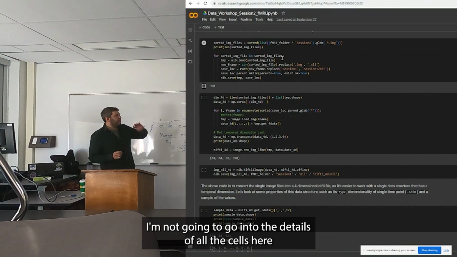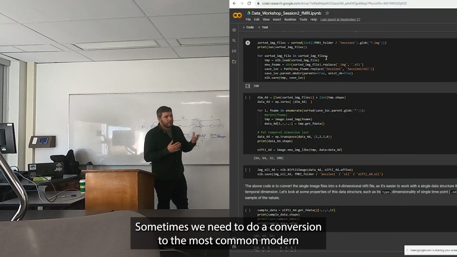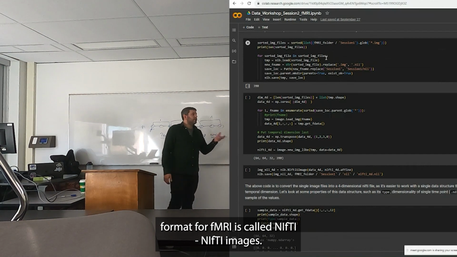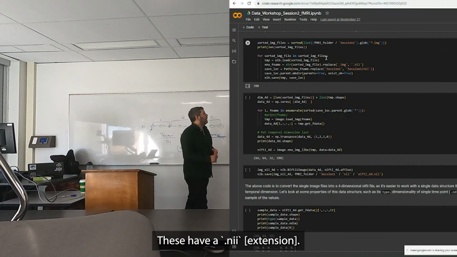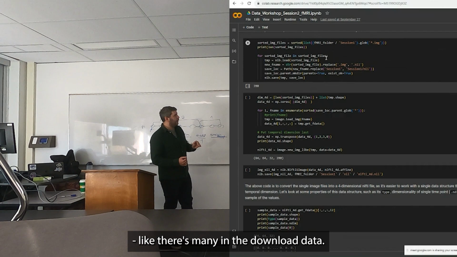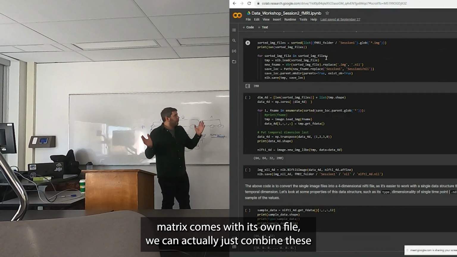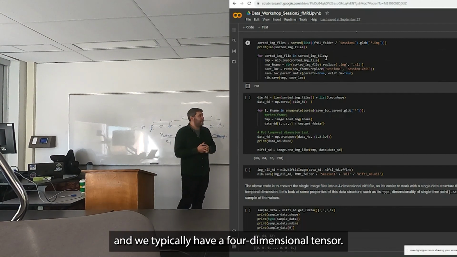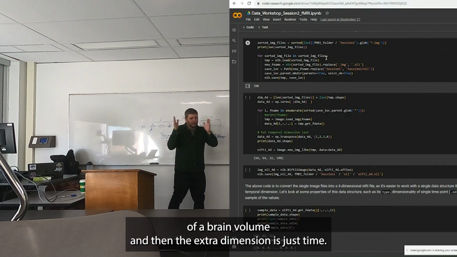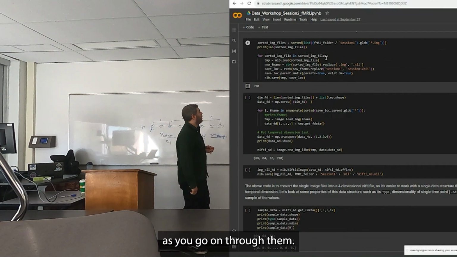I'm not going to go over in the notebook what file types typically come off the scanner, and sometimes we need to do conversion to the most common modern format for fMRI, which is called NIfTI, with the .nii extension. If you have a lot of single images, like different scans, there are many in the downloaded data, and each individual 3D matrix comes as its own file. We can actually combine these, and we typically have a 4-dimensional tensor: a 3-dimensional tensor for a single acquisition of a brain volume, and then the extra dimension is time, which makes it much easier to plot the temporal values.